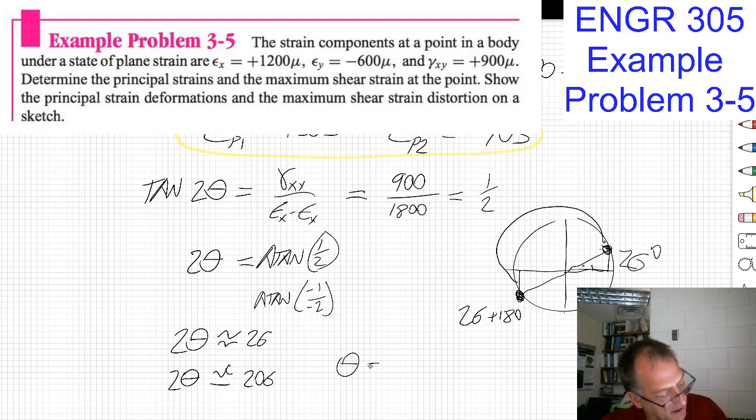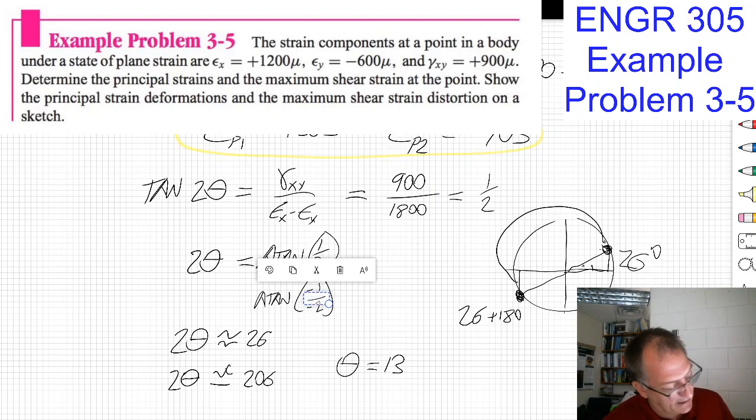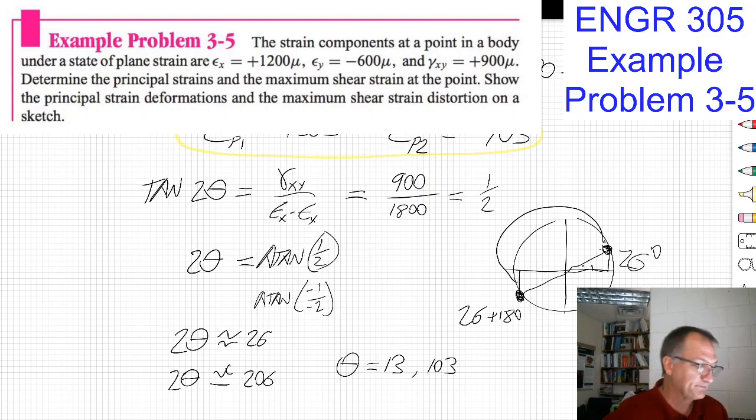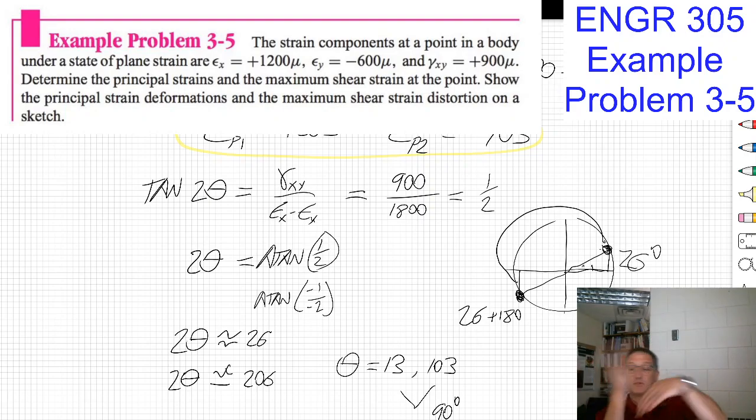Theta is equal to about 13 degrees, because I rounded off. I didn't actually round, I truncated, right? If you're looking in the book, following along, it's a 0.57, or I truncated. And then this other one is about 103 degrees. And if you look, those are separated by 90 degrees, right? So that's my X and Y face where my maximums are occurring. Now, I don't know which is which.